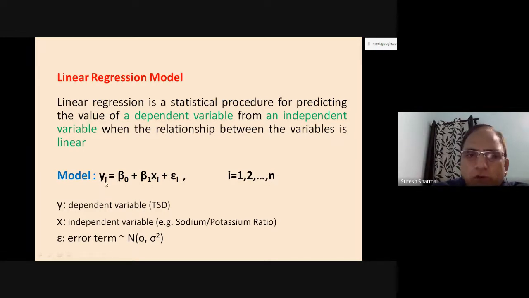y1 will be the weight of the first person and x1 will be the height of the first person. Then y2 and x2, second person. Then y3 and x3, third person. Weight and height, weight and height. So I'll have 28 pairs of values. The first value is the weight, y, and x is the height. Now I have 28 observations. 2 students are absent that day.